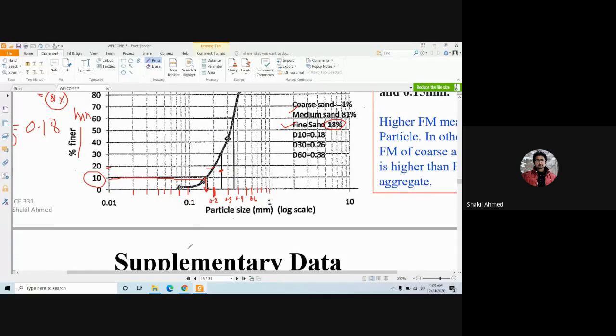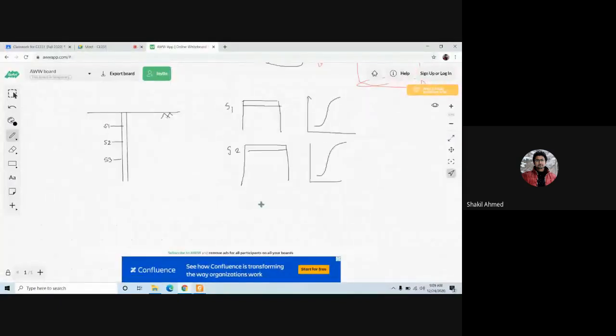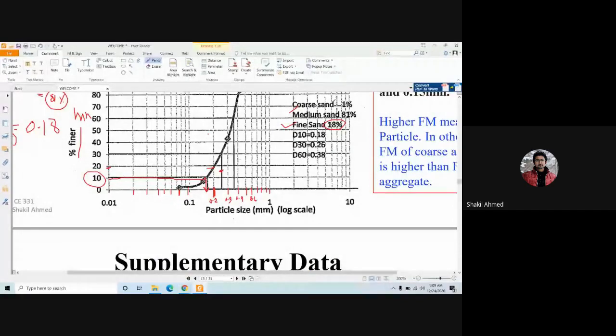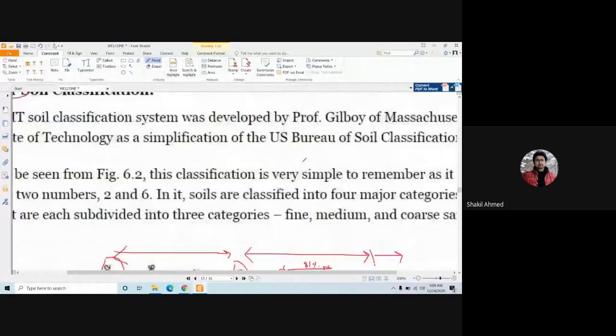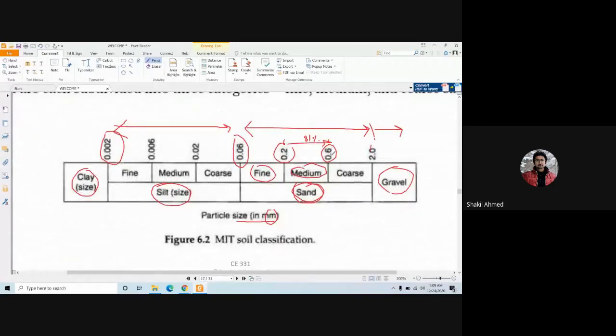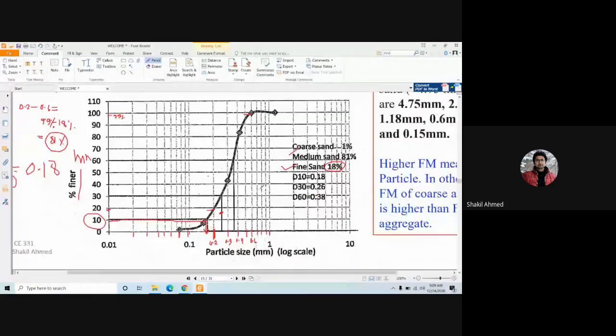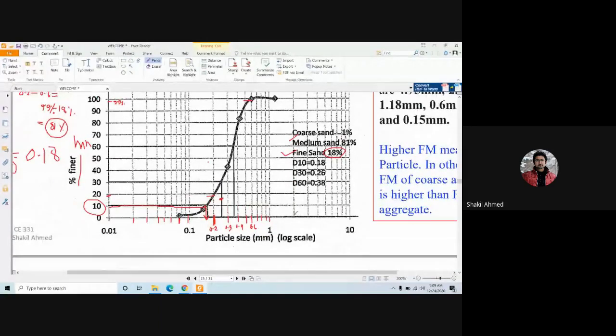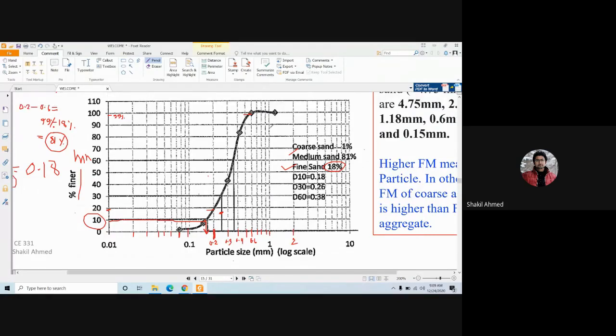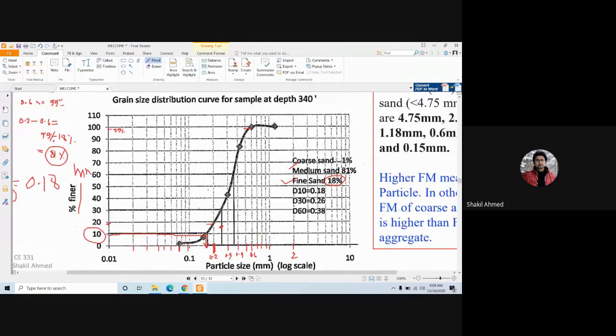Okay, now you tell me, what is the size of coarse sand, guys? The size of the coarse sand is 0.6 to 2. So we have 0.6 to 2. 2 is here. So we have already reached 100% at greater than 0.6 here, right? That means almost here we achieved it. Am I right? So 0.6 to 2.